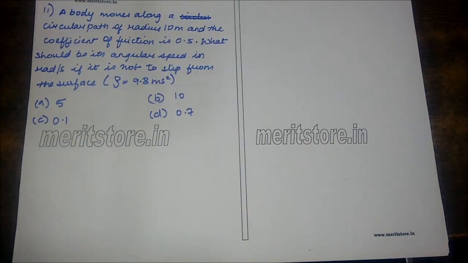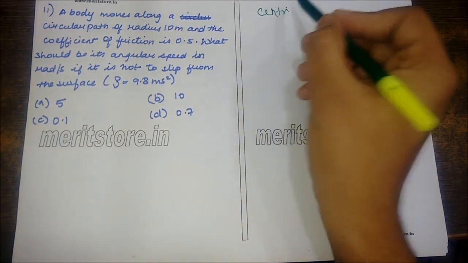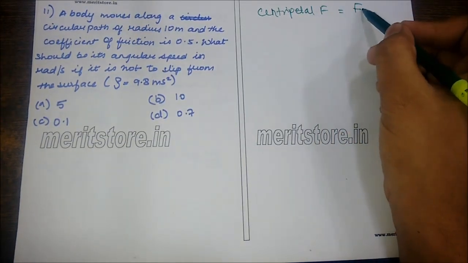Along a circular path of radius 10 meter and the coefficient of friction is 0.5, what should be its angular speed in radians per second if it is not to slip from the surface? g is equal to 9.8 meter per second square. For moving on a circular path without slipping, centripetal force must be equal to frictional force. Centripetal force should be equal to frictional force.